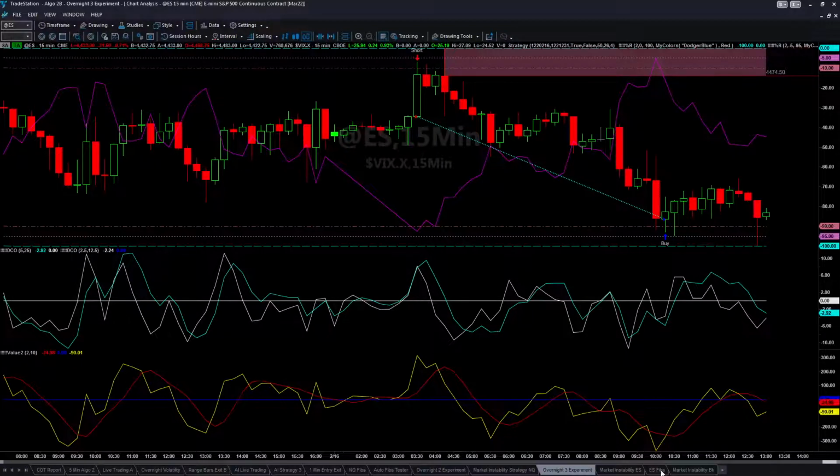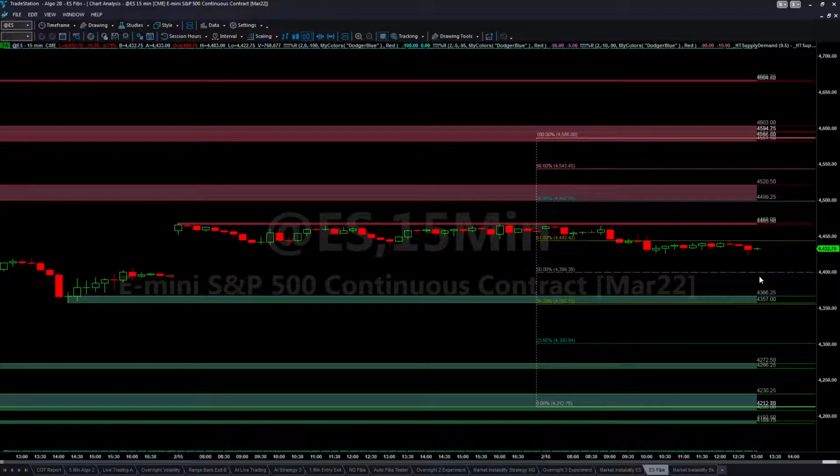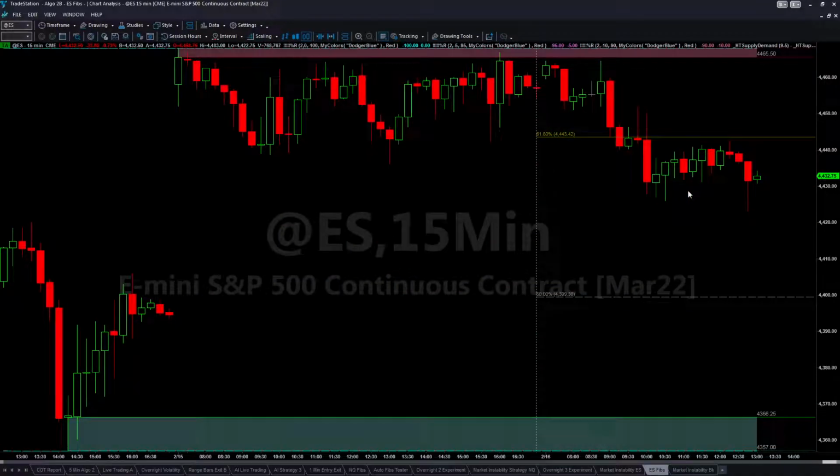Let me take a quick look at my fibs for the ES. I've been testing these as well. Here we go. So you got the 61.8 mark right here. I seriously doubt the ES is going to crater all the way to 43.99. That would be a huge drop. Most likely it's probably just going to go up right here to the 61.8 mark.